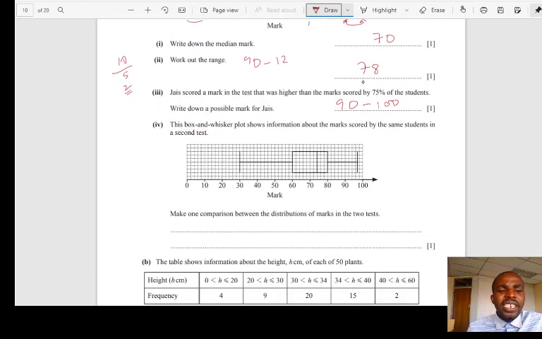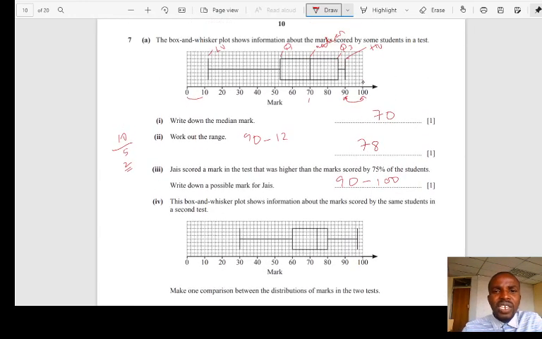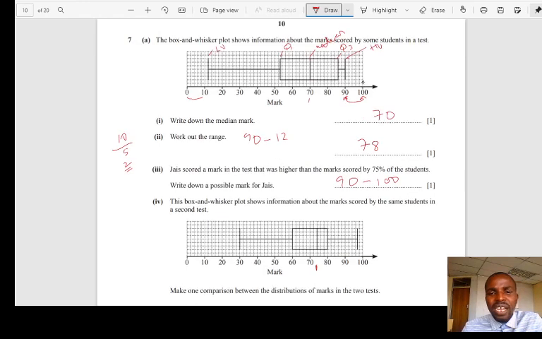Then item 4. This box and whisker plot shows information about the marks scored by the same students in a second test. Make one comparison between the distributions of marks in the two tests. Let's check the median and range. What is the median here? The second one is actually 72, 74. On the first one, it was 70. So the median on the second is higher than the first, which means they performed better. So you can say the median is higher, 72, than the first, 70. Therefore, the students performed better on the second test than on the first test.